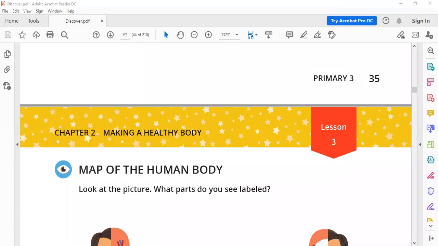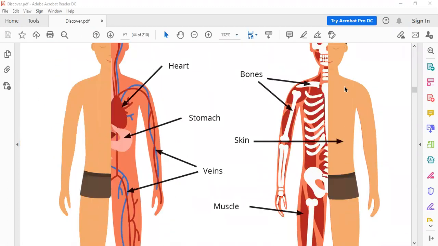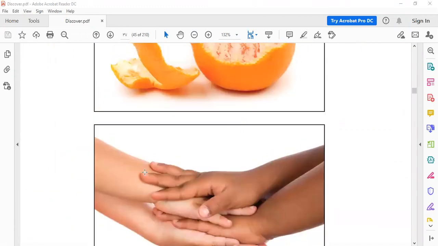Hello students, this is chapter 2, discover lesson 3. In these two pictures, we see the names of organs. This is the heart, stomach, veins, muscle, skin, bones. And here we have two pictures.